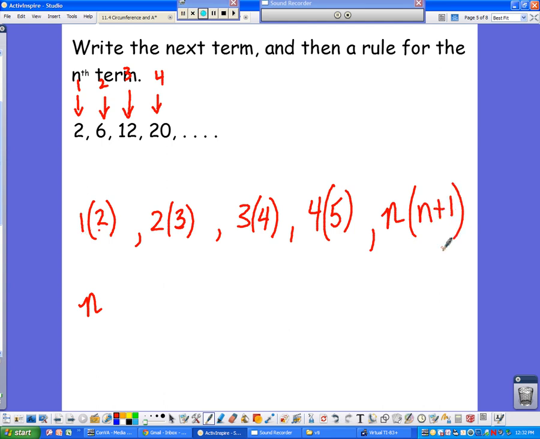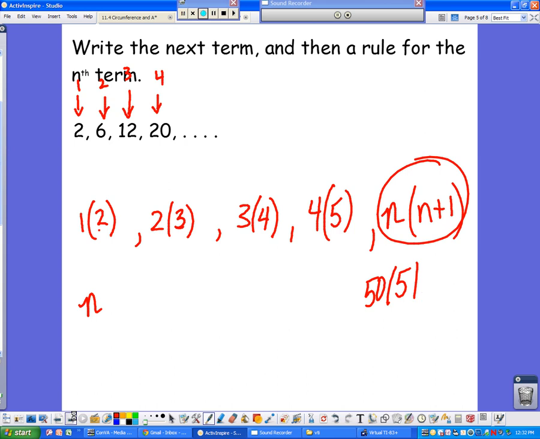Okay, so when you're doing these, a lot of times it will help if you write down what term it is and how you're going to actually end up with that term. Okay, so that's what your rule would be, to find the nth term. So if you wanted to find the 50th term, then you could just plug it in and find out that it's going to be 50 times 51. And that would be our 50th term.